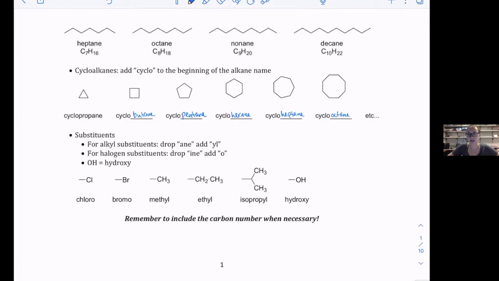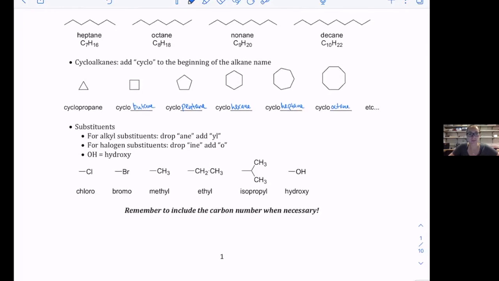And then we didn't actually do hydroxy. This was an old study guide, but we didn't do hydroxy, so you guys don't need to worry about that one.